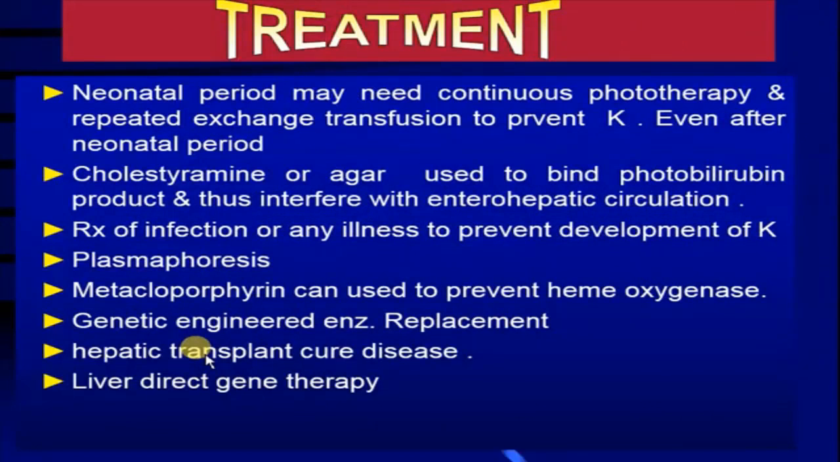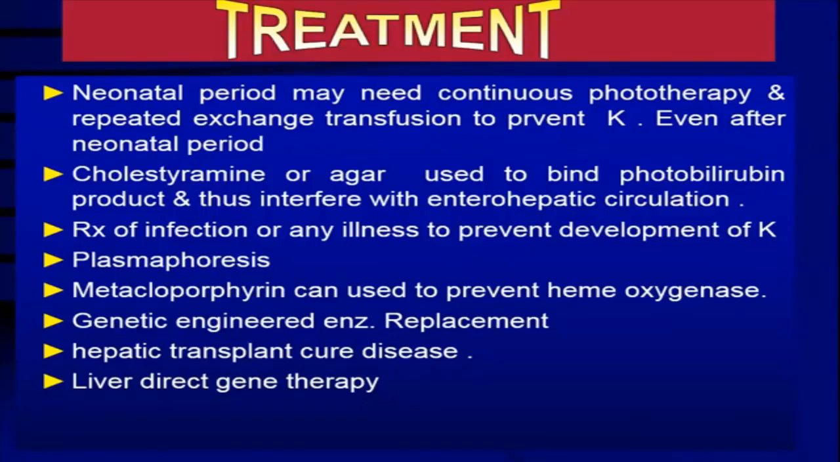Treatment: in the neonatal period may need continuous phototherapy, and repeated exchange transfusion may be needed to prevent kernicterus, even after the neonatal period. Cholestyramine or agar is used to bind photobilirubin product and thus interfere with enterohepatic circulation. Treatment of infection or any illness to prevent development of kernicterus. Plasmapheresis may be of benefit.